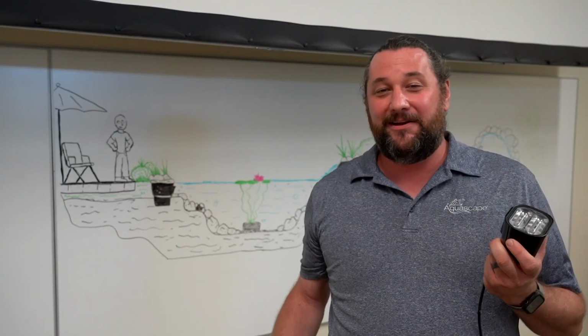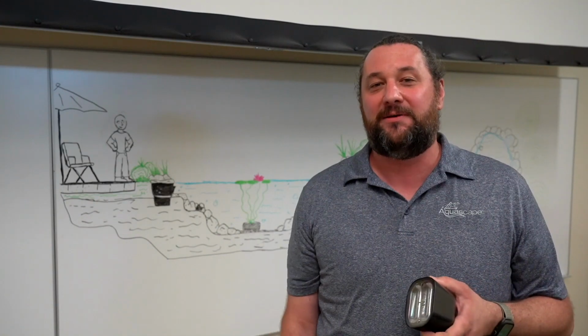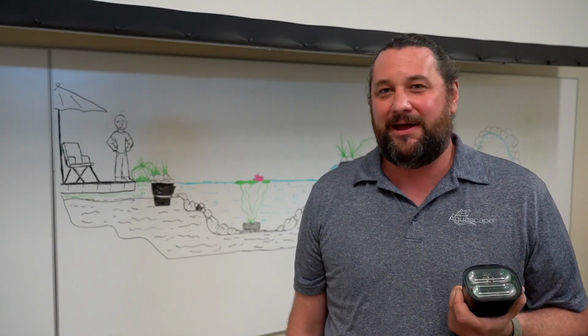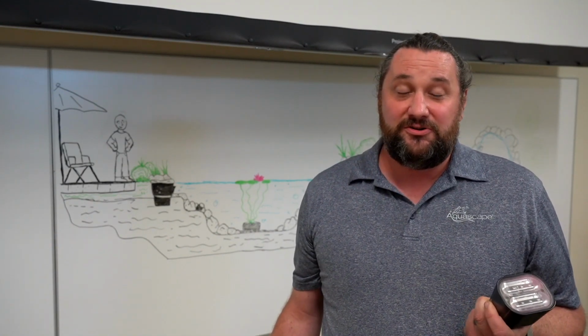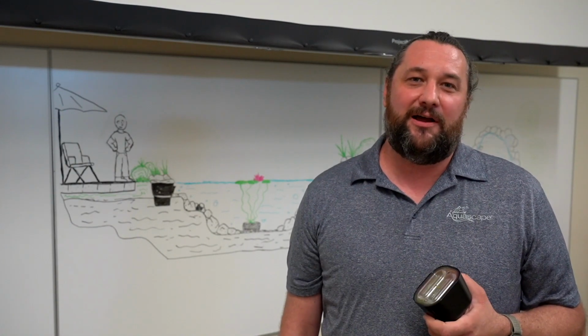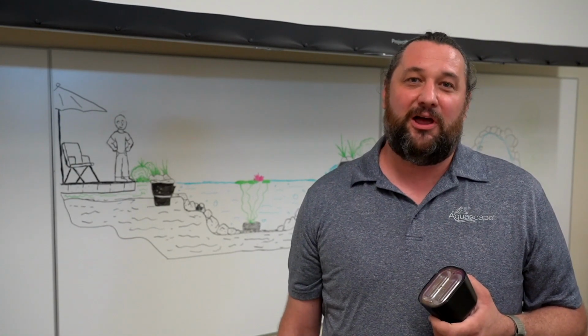So the wide angle light and the spotlight are two totally different types of lights, but both have their place in pond lighting design. Which one do you choose? Well, it depends on what you're trying to light up, but hopefully this explanation will help you narrow down that decision.